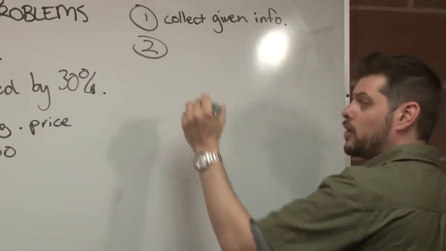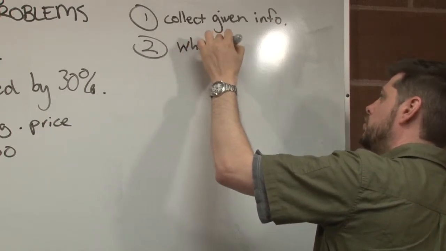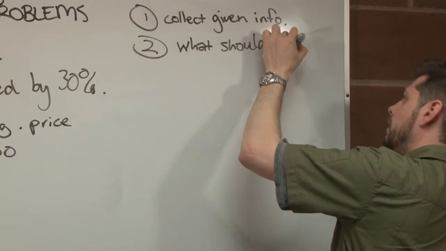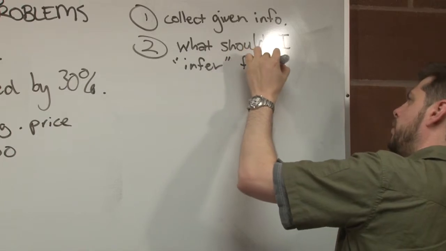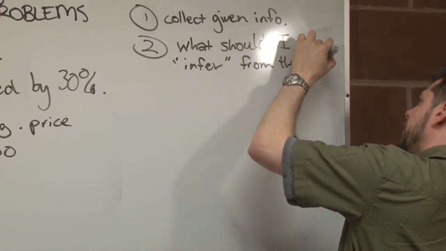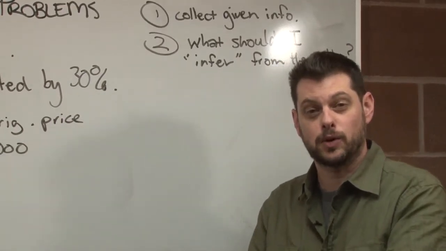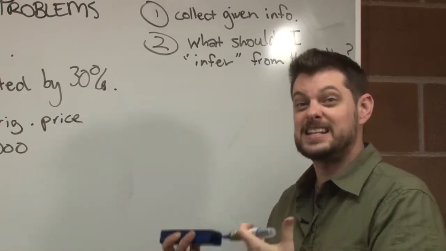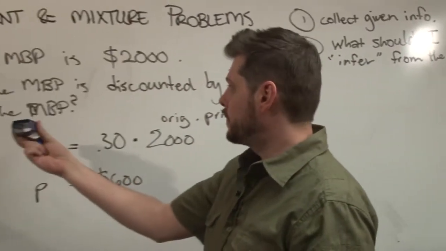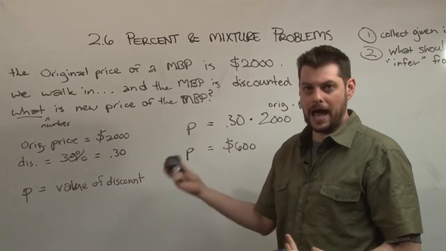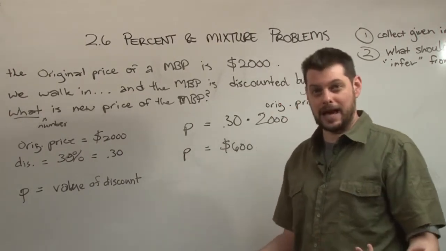So let's see, I call this: what should I infer from the problem? Infer is just a fancy word that means what should I read into, or what should I assume that the problem is telling me that it isn't directly stating? Okay? So for example, the context of this word problem suggests that we need to know how to compute new price based off of discount. So we have to talk about abstractly how to do that.